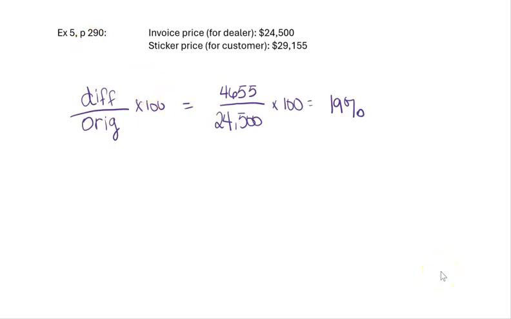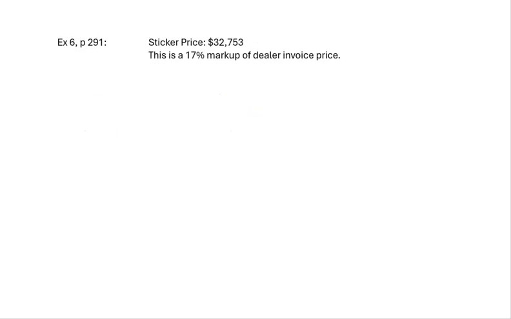We are going to do one more example that looks at the invoice price, the sticker price, and the percentage of markup. So if you'll look on page 191 at example 6 in your book, we're going to do that one now together. So example 6 says, if the markup is 17% of the sticker cost of a particular vehicle, and the sticker price is $32,753, what is the dealer's invoice cost to the nearest dollar? Okay, so we know the sticker price. We know that it's marked up 17% from the invoice price, and they're asking us to find the invoice price.